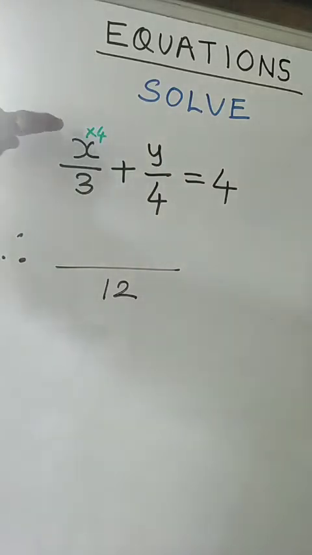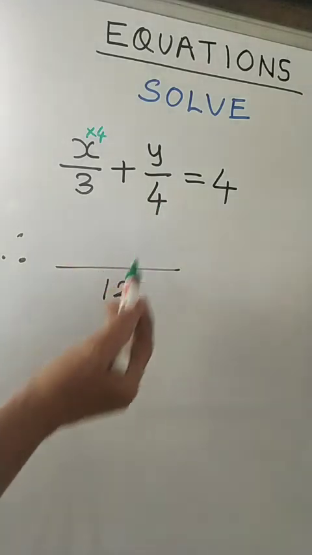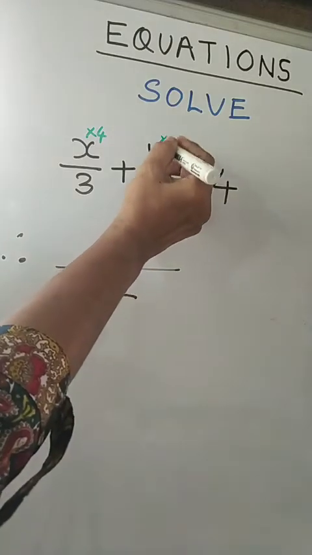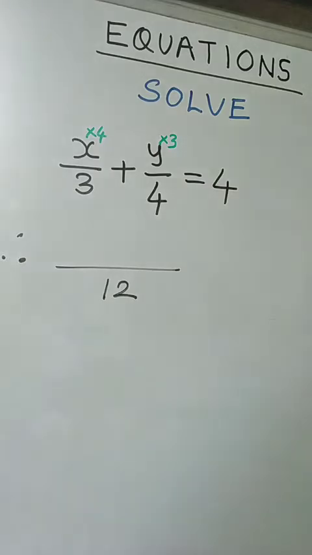Of course, writing like this is not required. You can do it in mind also. I am just explaining for those who find it difficult. 4 how many is 12? 4 threes are, and so I write over here multiplied by 3. Now what will be the next step?